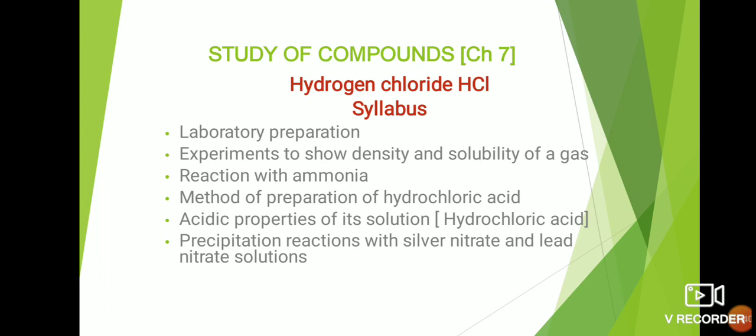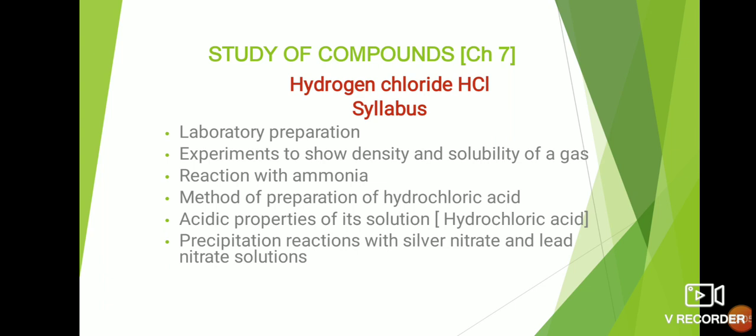In this chapter, I'm going to focus on laboratory preparation of hydrogen chloride gas, then experiments to show density and solubility of hydrogen chloride gas. How does hydrogen chloride gas react with ammonia? Now please remember, HCl is an acid, whereas ammonia is a base. So basically we are going to discuss about the neutralization reaction. Then will be method of preparation of hydrochloric acid.